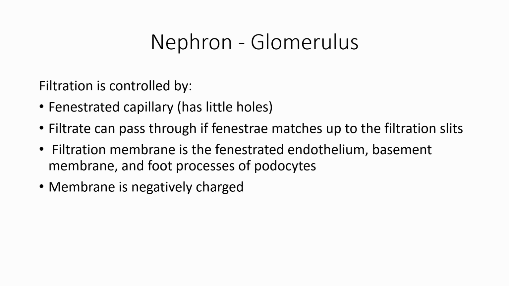But let's go ahead and talk about the glomerulus up close. I already mentioned that the glomerulus is going to be a modified capillary. It's going to be made of fenestrated capillary, so it has little holes. It's going to be leakier than a normal capillary. And so the whole point is that we are doing filtration. To filter, that means we have to let some stuff through. So the filtrate can pass through if the fenestrae match up with the filtration slits.